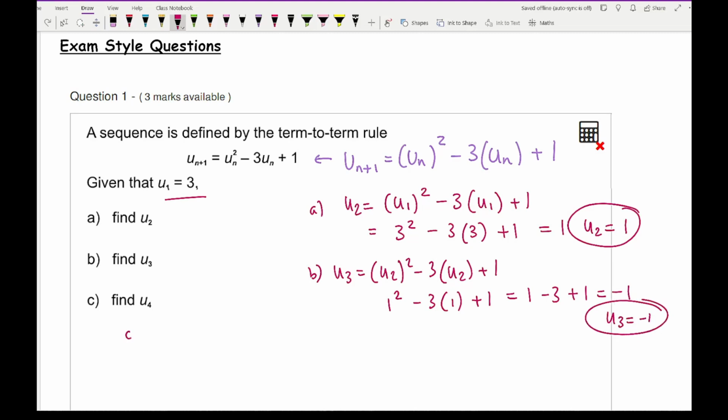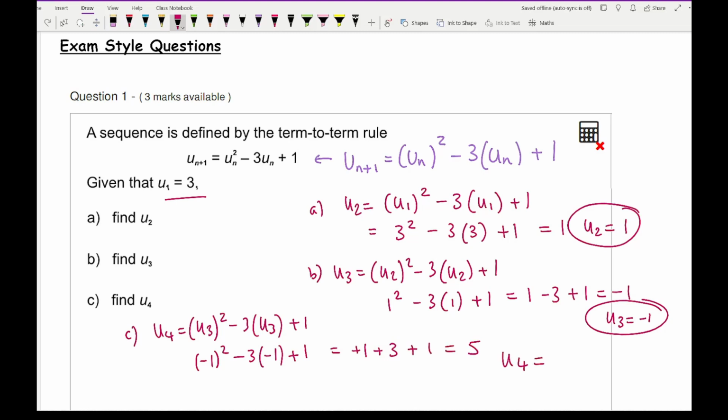Then for c, u4 is going to equal u3 squared minus 3 lots of u3 plus 1. So then we've got minus 1 squared minus 3 lots of minus 1 plus 1. Well, minus 1 squared is positive 1. 3 times minus 1 is minus 3, but minus minus 3 becomes plus 3. And then we've got plus 1, which gives us an answer of 5. So u4 equals positive 5.